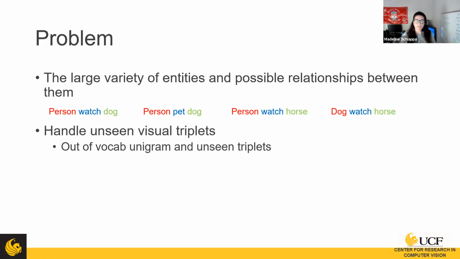So how do we handle these unseen visual triplets when we're evaluating our models? And this also includes not only unseen triplets, but also out of vocabulary unigrams. So for example, although a triplet might not be seen in the training data set, all of the object, predicates and subjects may be seen, but there's also the chance that one of those, like a predicate, was not seen at all in the training data set. So we have both out of vocab and unseen triplets.